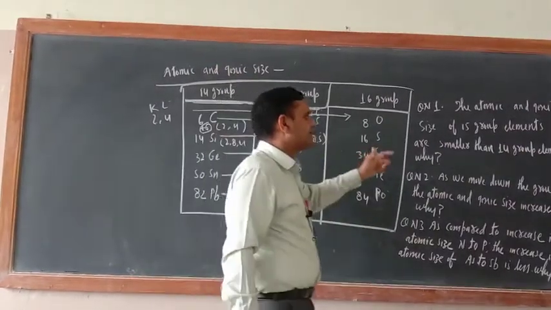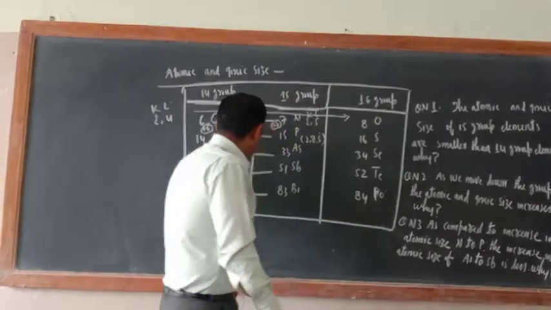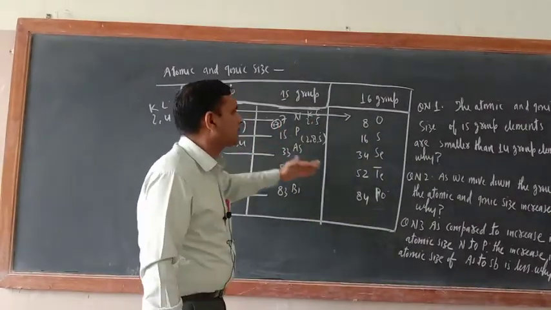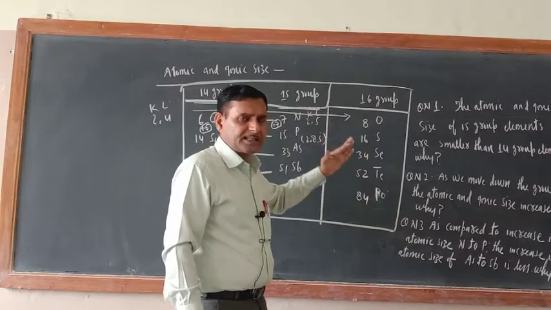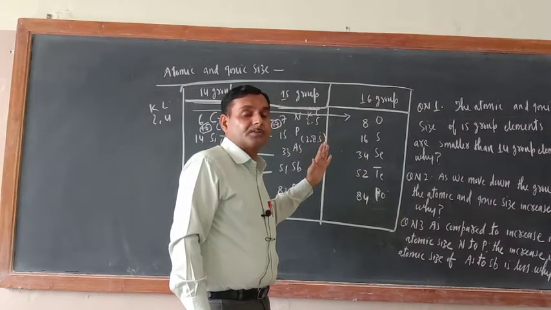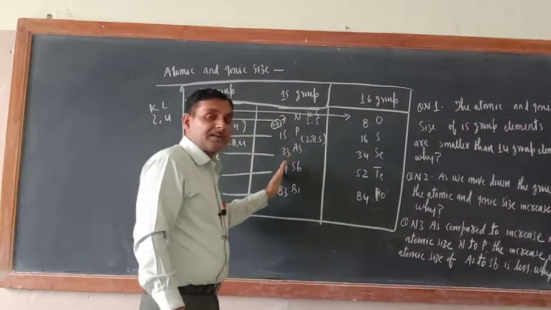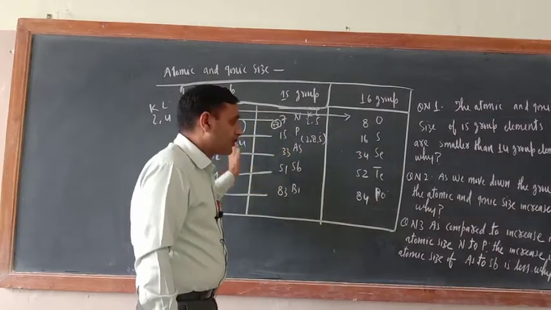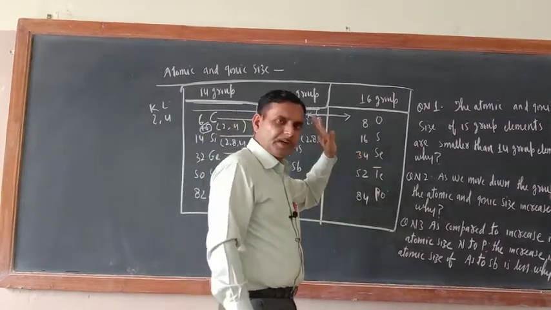So this is the reason. In the same way you can continue with the remaining elements also. That is why 15th group elements are smaller than 14th group elements. So question number 1 is over.